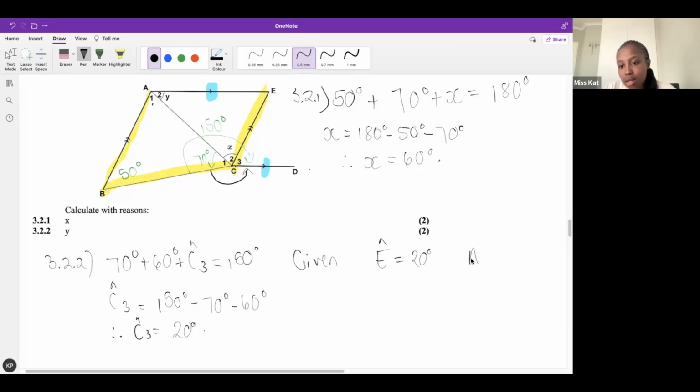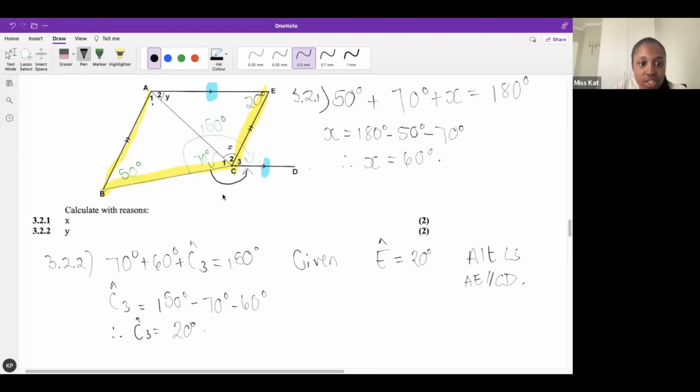And these are alternate angles because AE is parallel to CD. Okay, so now we have a 20 over here. So we're either going to use co-interior angles, or you're going to use the angles in a triangle. So how much is it going to be, guys?